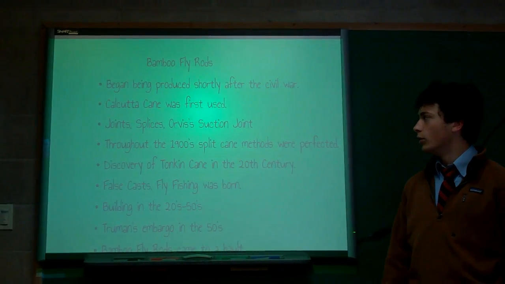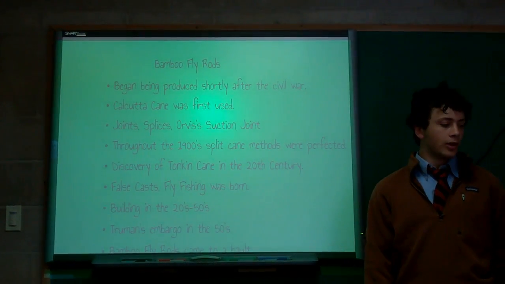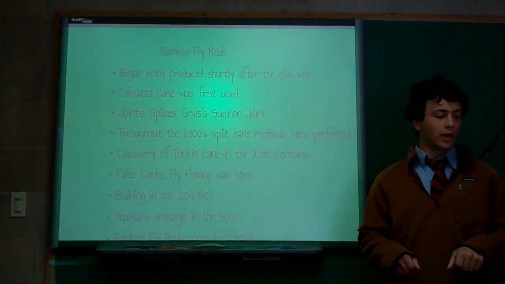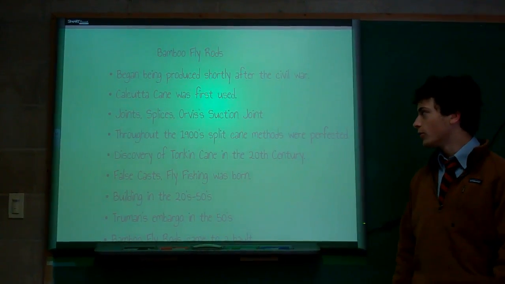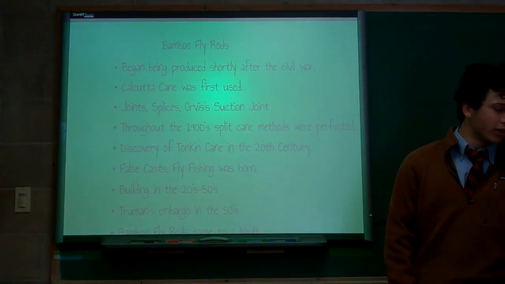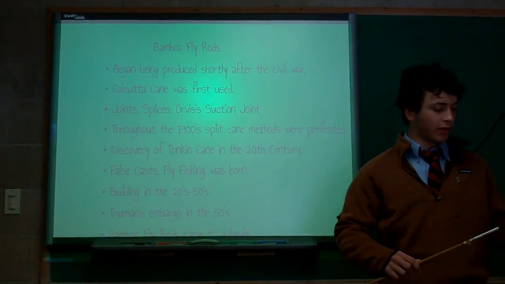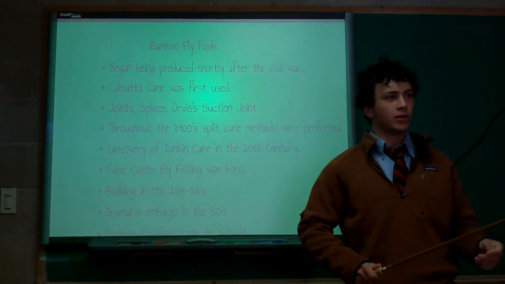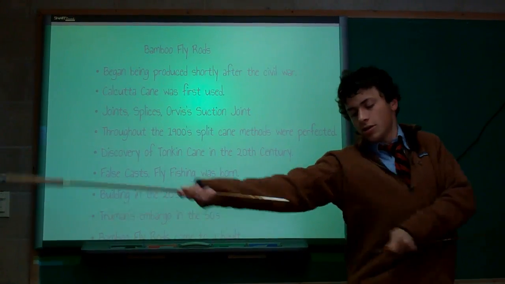At first, to join the pieces, they used joints and splices. The joints were easy to take apart and put together, but didn't hold well. And the splices held well, but were hard to take apart and put together, so they really needed something else. So then Orvis came up with that suction joint, which is what they use today. It's just a basic ferrule, and when you put it together, it's stuck nicely. You can hear the suction when you take it apart.